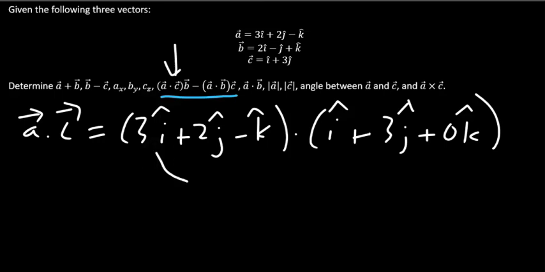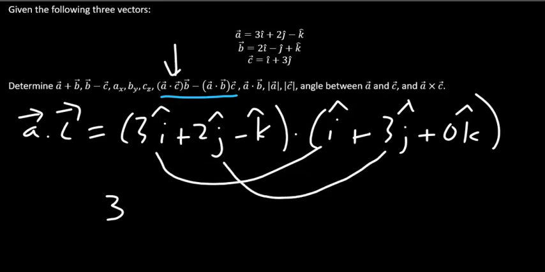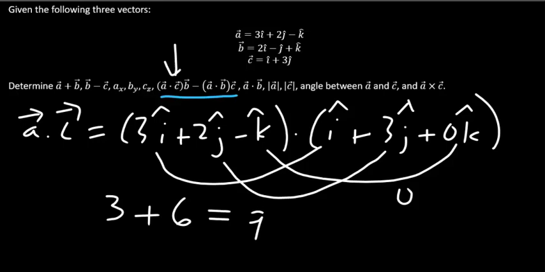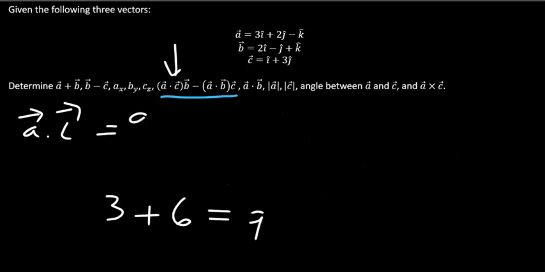So 3i hat dotted into i hat is just 3. 2j hat dotted into 3j hat is 6. And minus k hat dotted into 0k hat is just 0. So the answer for a dot product is just a number. In this case, it is 9. So A dot C is just 9.